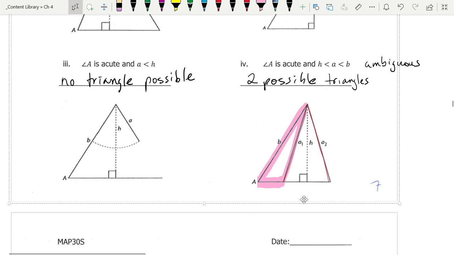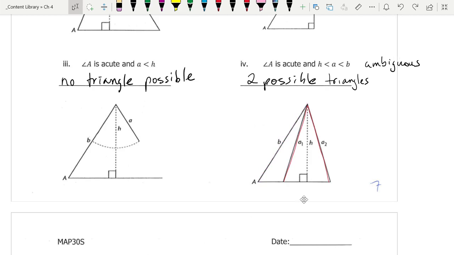Okay, so this pink triangle here, which is obtuse, or this yellow triangle here, which is acute. That's the 2 triangles. Yep. Okay. You can watch the rest of this. I'll have it posted. Okay.